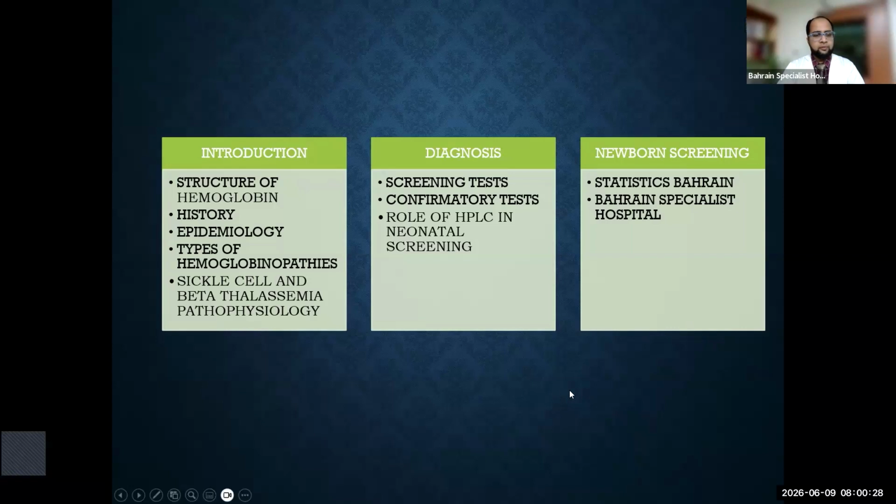So before going to the topic, we will have a brief introduction about the structure of hemoglobin, the disease burden in present scenario, and the types of hemoglobinopathies. We will just briefly see the pathophysiology of sickle cell and beta thalassemia and diagnostic tests that are required for screening and confirmation, and the role of HPLC in neonatal screening and the challenges that are faced. We will have a brief outline of that. And in the end, we will see the statistics in Bahrain and Bahrain Specialist Hospital about the newborn screening.